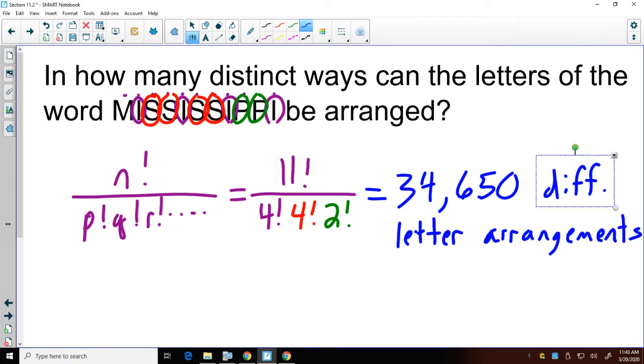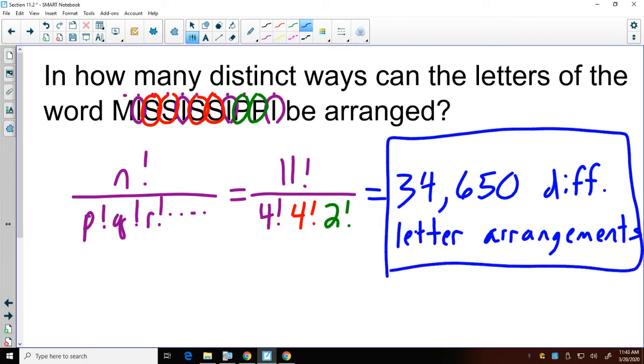And there you go. And that's all there is to permutations. You're either dealing with an nPr situation where you have the total and you know how many you're picking, or you're dealing with a duplicate situation.